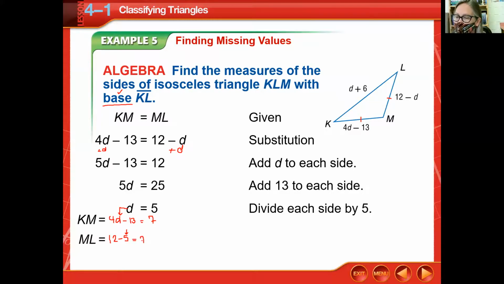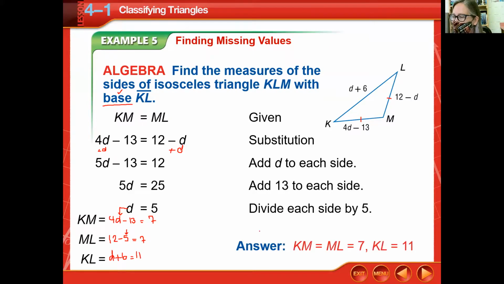That's kind of a neat way to check your answer also. Since they told me at the beginning that this is an isosceles triangle, these two lengths are the same. So once I solved for D, I checked it, and yep, they both came out to be 7. And the third length is KL, and that's D plus 6. And D is 5, so 5 plus 6 is going to equal 11.